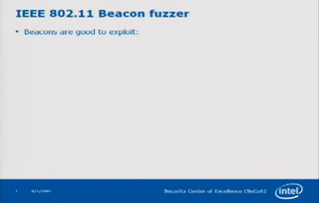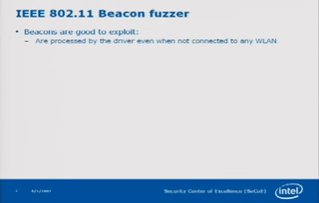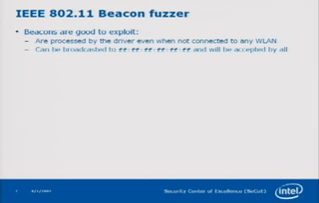So, to construct your own very simple raw injection beacon fuzzer, I need to explain why I have chosen beacon frames. Beacons are good to exploit because they are processed by the driver even when not connected to any WLAN. They can be broadcasted and will be accepted by all the stations within range.